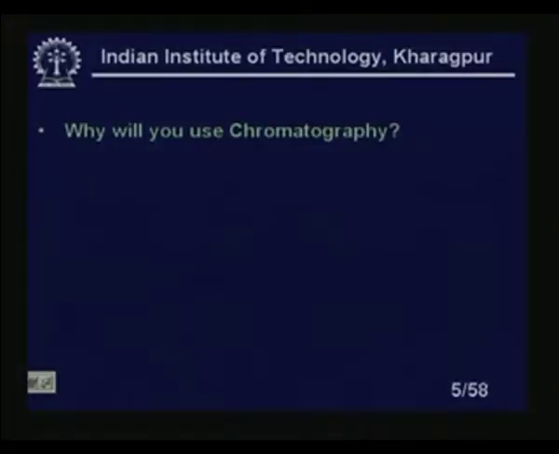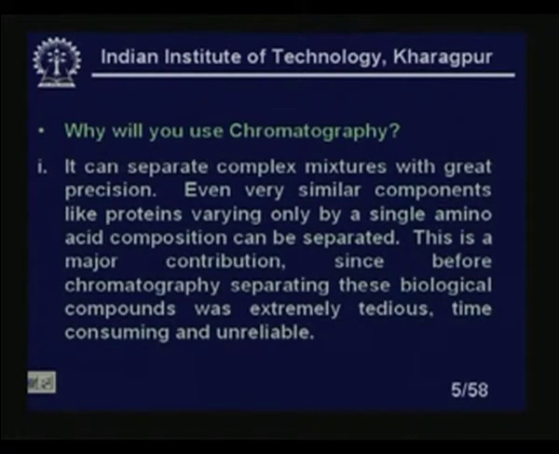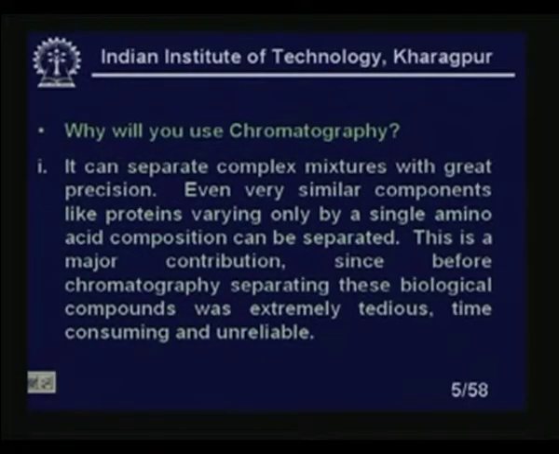Why do we use chromatography? Why do you need gas chromatography, or chromatography in general? It can separate complex mixtures with great precision. This is the most important thing. I have two or three gases in a particular mixture and I want to know precisely the content, which means first of all you have to separate them. If you cannot separate precisely, you cannot measure the contents of the individual gas. So the precision in separation is very important in the case of gas chromatography. That is the reason I am saying it can separate complex mixtures with great precision.